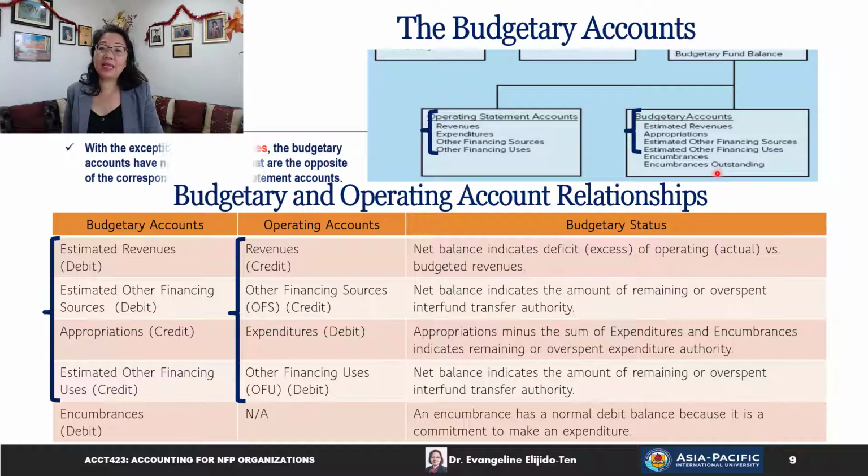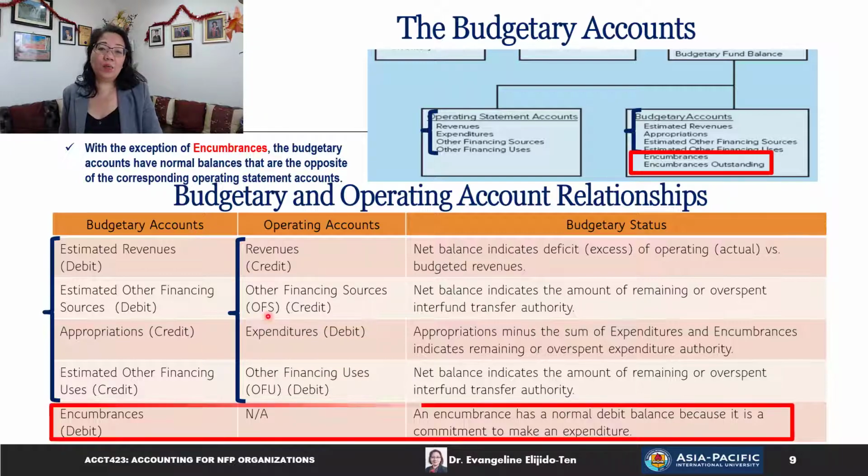What about encumbrances? With the exception of encumbrances, as we stated earlier, the budgetary accounts have normal balances that are opposite of the corresponding operating statement accounts. So what about these encumbrances? Well, encumbrances correspond to appropriations, and encumbrances will actually always have a debit balance.